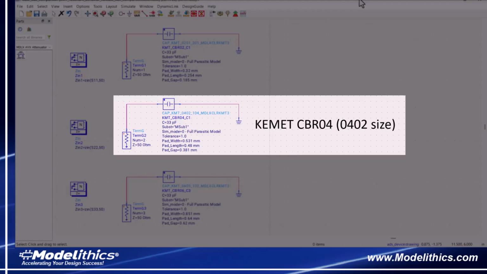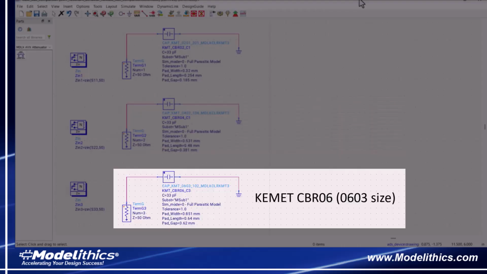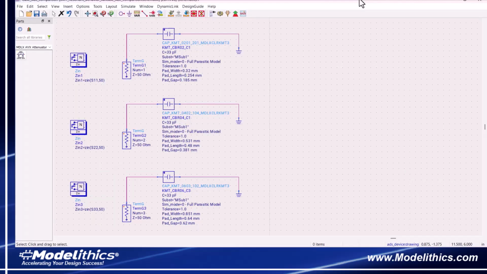And finally, at the bottom, we have the microwave global model for the Chemet CBR06 series, which is an 0603 size capacitor series. This one is the largest of the 3. Also, the substrate that we'll use for each is 10 mil thick Rogers 4350B.